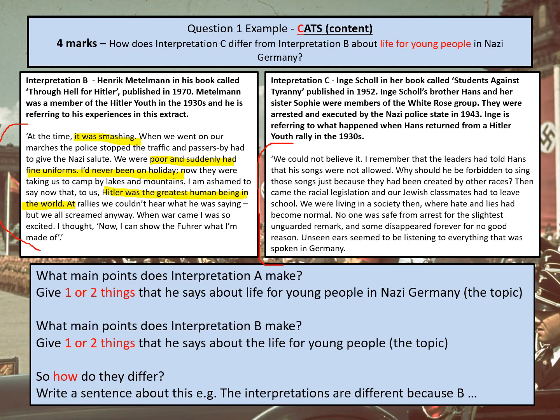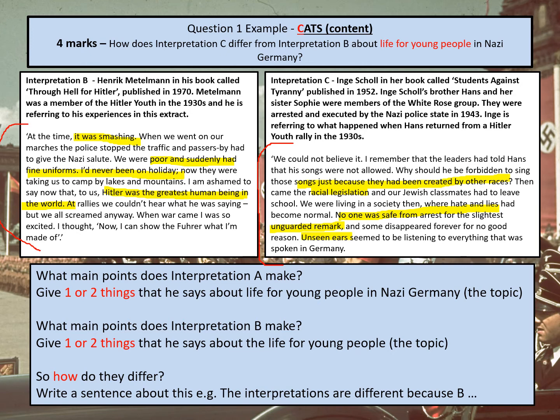Whereas interpretation C, we can see that this person clearly had a very negative experience. So, for example, they talk about no one being safe from arrest for the slightest unguarded remark. I think they're particularly talking about the Gestapo there. They also mention the unseen ears. That's quite important too. They also talk about racial legislation, Jewish classmates being removed, and things like music not being allowed just because they've been created by other races. So this person is talking about the fact that society is very controlled and people don't seem to have much freedom in that sense.